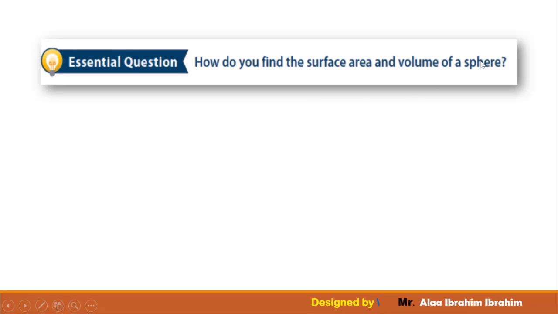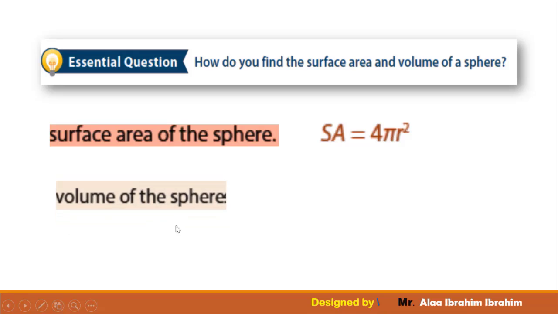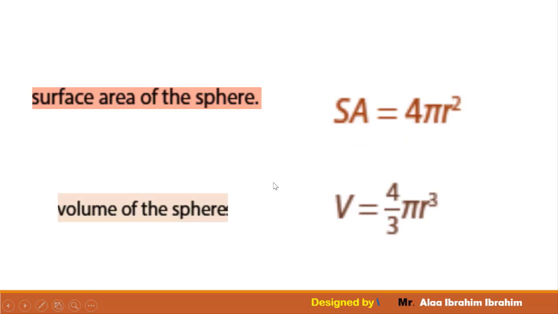Remember, this is a sphere. The surface area of any sphere is 4πr². This is your hint, you have to remember this. The volume of a sphere is 4/3 πr³. For volume, the unit is always to the power 3. So remember, we're dealing with 3 and 3. We find the volume of a sphere with this formula.